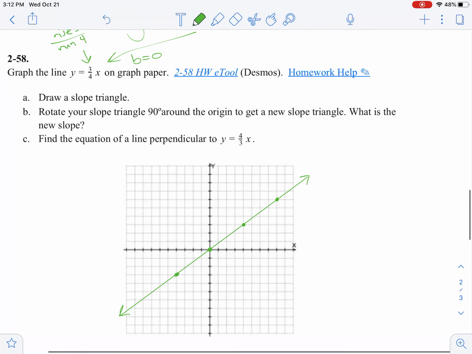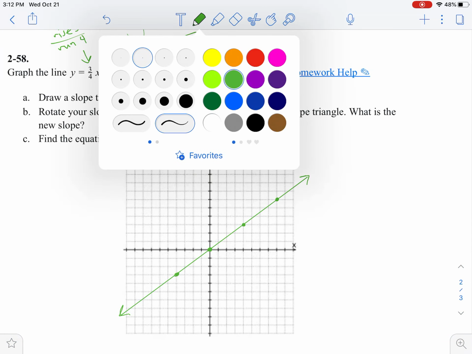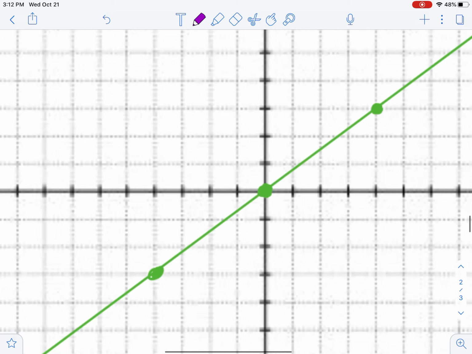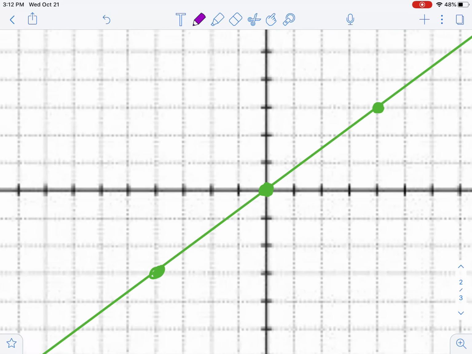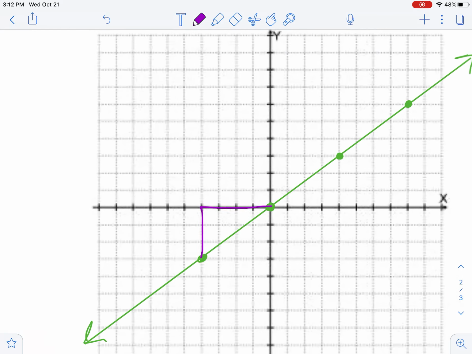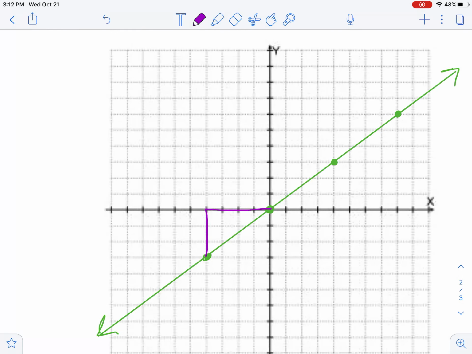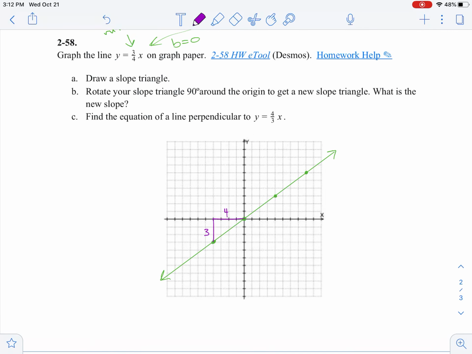So draw a slope triangle. A slope triangle is when you choose 2 points and you show the rise and the run. That's a slope triangle. And so in this case, this slope triangle is going up 3 and to the right 4. All right, so that's part A. Just draw the slope triangle.